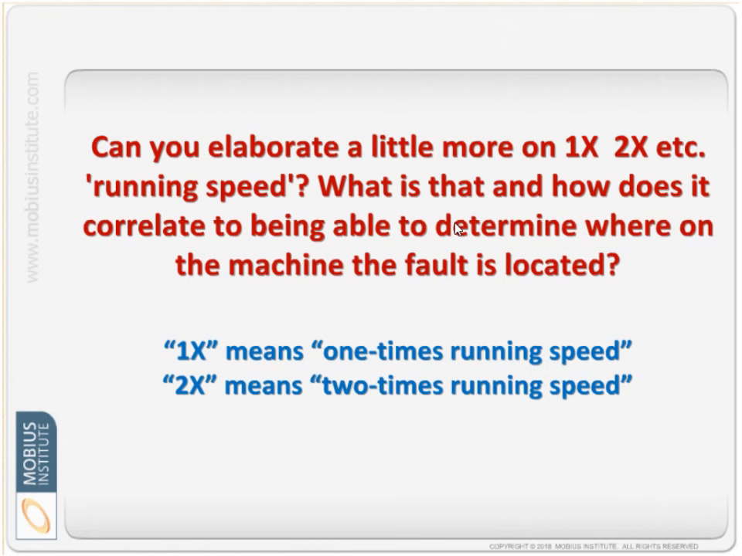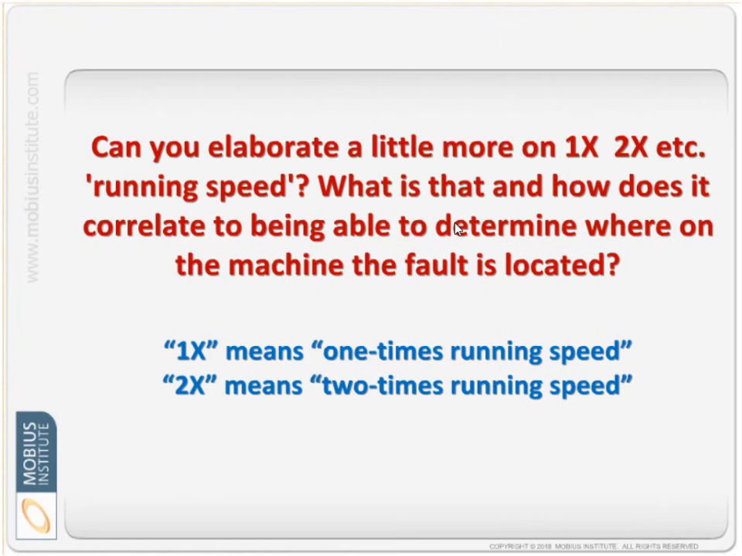Now, I've mentioned the word 1x a few times, and this question is, can you elaborate a little more on 1x, 2x, etc., and running speed? What is that, and how does it correlate to being able to determine where on the machine the fault is located? So, number one, 1x simply means 1 times the running speed of the machine. So let's say we've got a motor and it's turning at a particular speed in CPM. You often quote it in RPM, but a lot of people work in Hertz as well. So it has a speed.